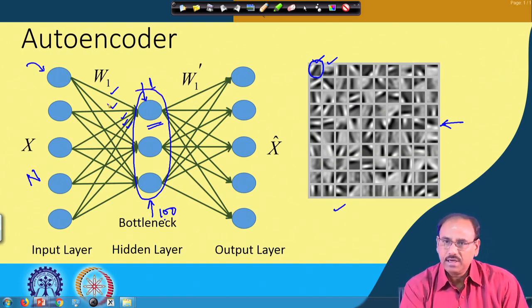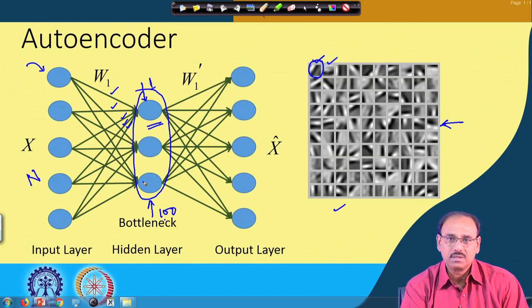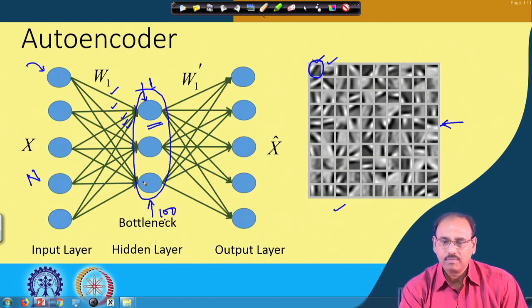And as you see over here, these sub images appear to be edges oriented in various directions. So, edges are nothing but the detailed information which is present in the image. So, this simple example shows that the nodes in the input layer actually learn the structures which are present in the image. It does not simply pass the input image to the output layer.